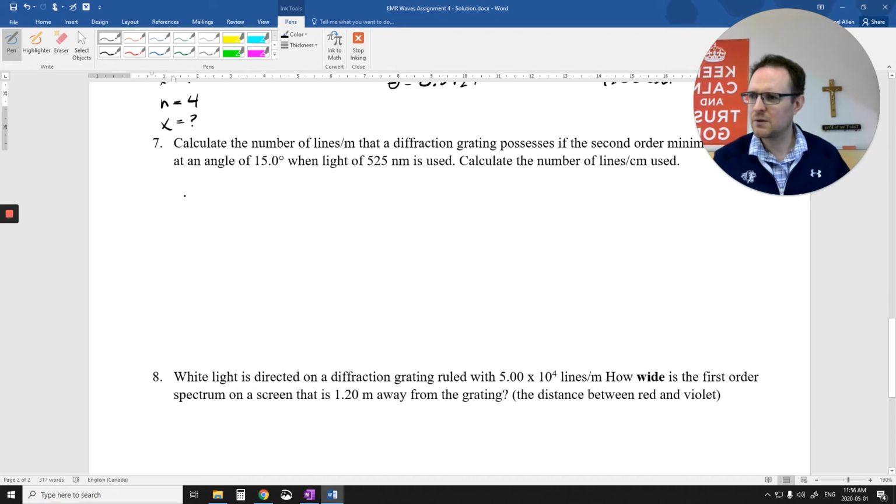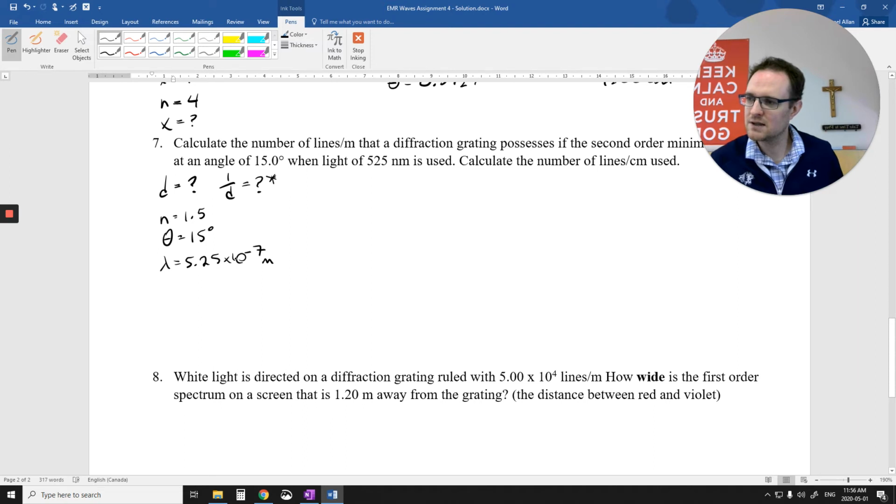So here, this one here, they want to find the number of lines per meter. So to do that, I'm going to have to find out d, so I can find out what 1 over d is specifically. That's the goal, is to find out this part here, the 1 over d. Second order minimum. So I know the second order minimum number from previous is 1.5. The angle is 15 degrees. The light we're using is 5.25 times 10 to the negative 7 meters.